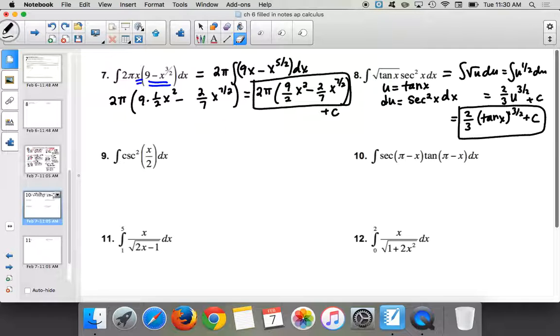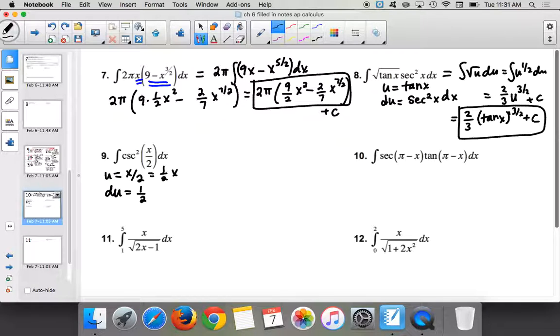All right, so think about the next one. What do you think u is? Yeah, it's just x over 2. So du, don't do like quotient rule or anything. That's the same as 1/2 x, right? So its derivative is 1/2.